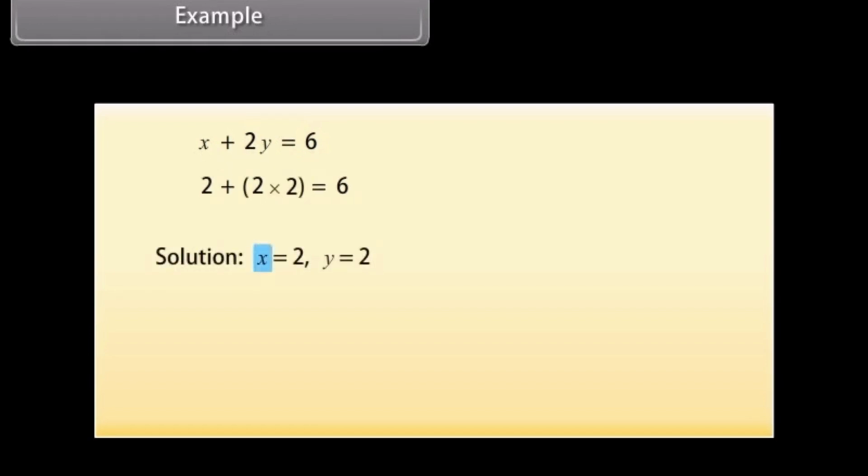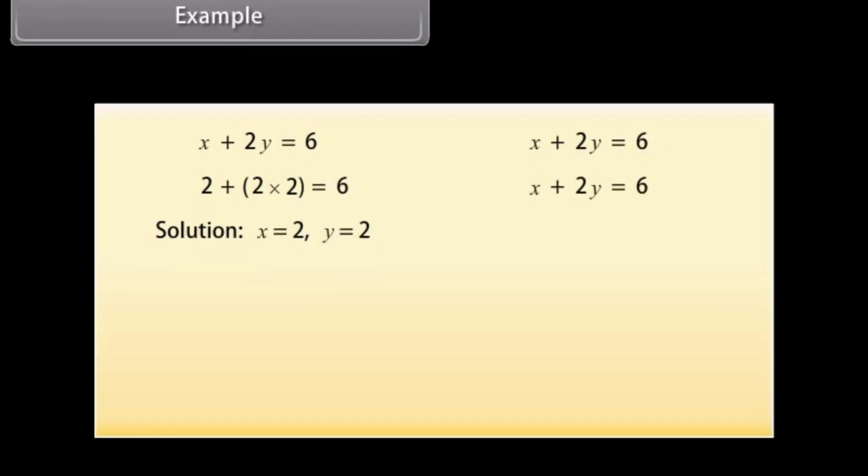Example. Let's now find four different solutions for this equation, x + 2y = 6. By looking at the equation, we can say that x = 2, y = 2 is a solution, because on substituting x as 2 and y as 2, we get the answer 6. Now let us choose x as 0. With this value of x, the given equation reduces to 2y = 6, and substituting y as 3, we get the answer 6. So x = 0, y = 3 is also a solution of x + 2y = 6.